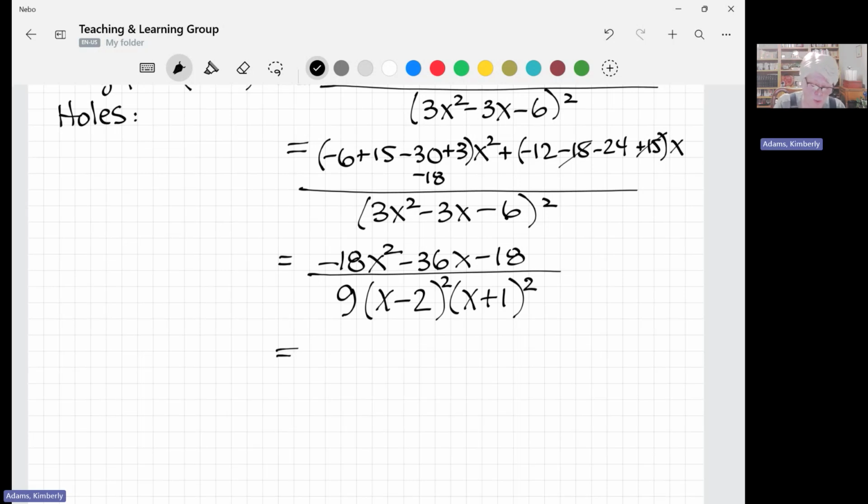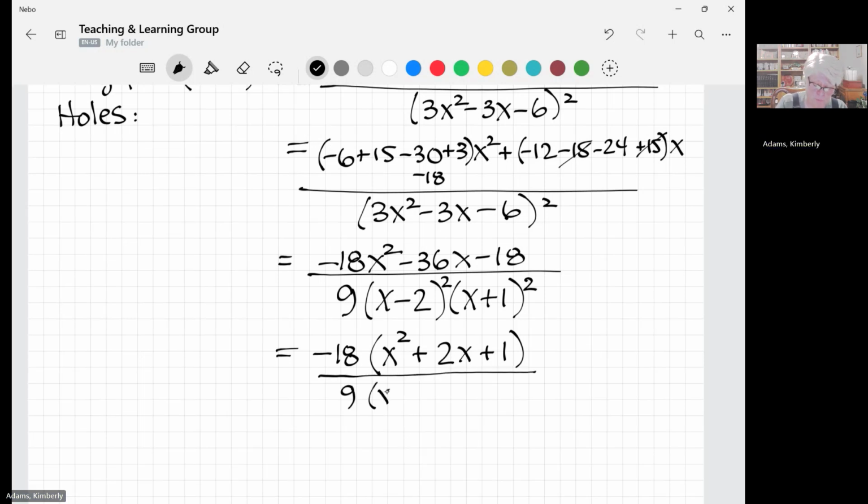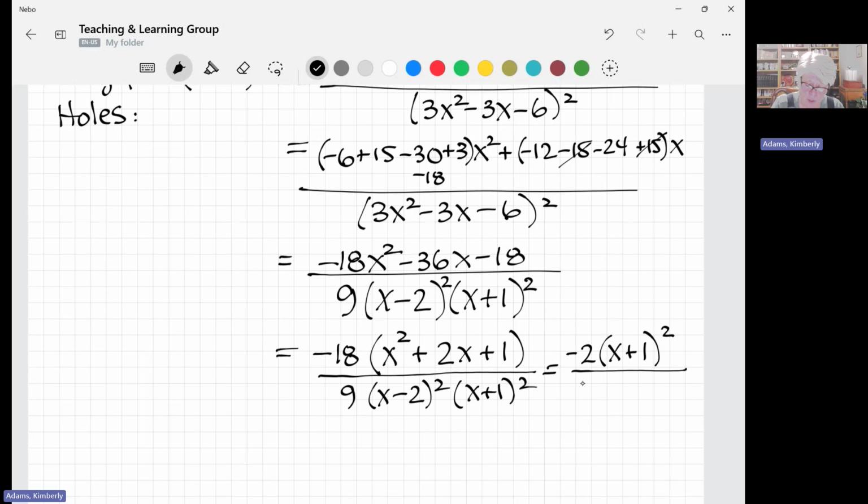So now I'm going to factor the numerator. I'm going to take out the negative 18. I'm left with x squared plus 2x plus 1, which, by the way, factors. So this is going to give me negative 2 times x plus 1, the quantity squared, over x minus 2 squared times x plus 1 squared. So this is negative 2 times x minus 2, the quantity squared.